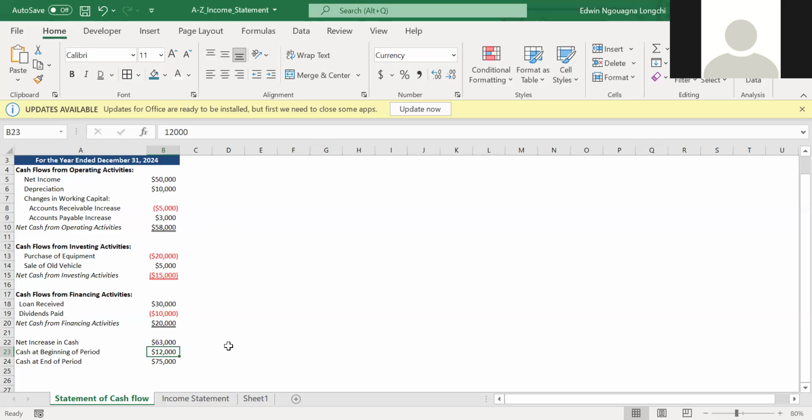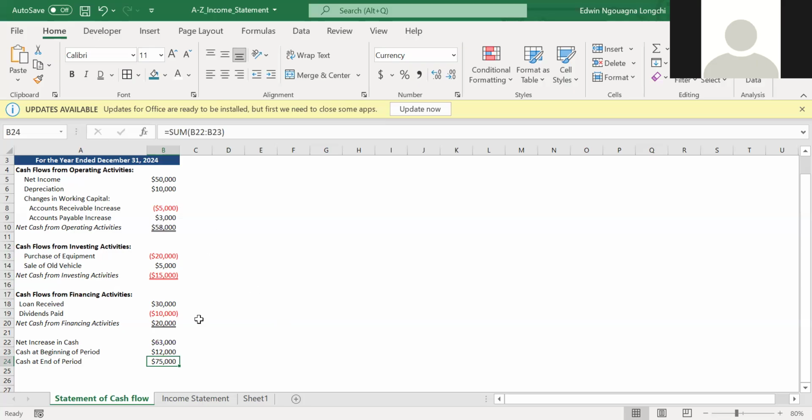That's why you have cash at the end of the period. Cash at the beginning of the period is what was at the end of the previous period, for example, the end of the month of June. So you need to add it to what is now at the end of the month of July, if we are taking July and June as our example. When you add the two, you have 75,000. So this should be your balance from your statement of cash flow.